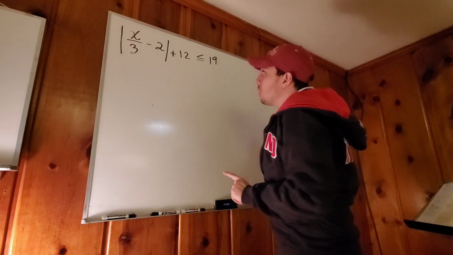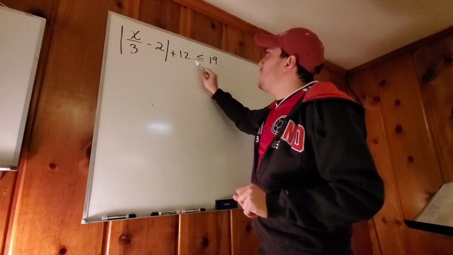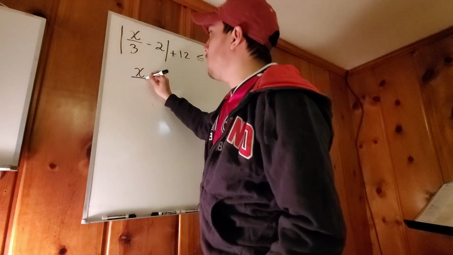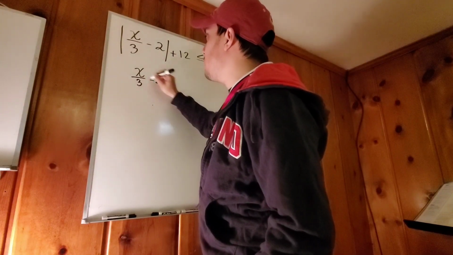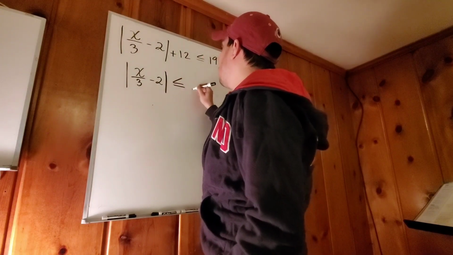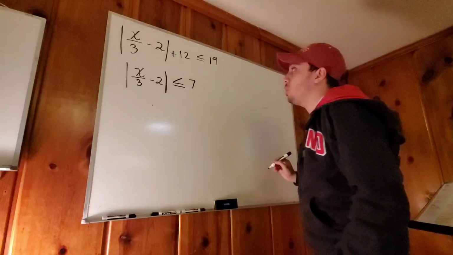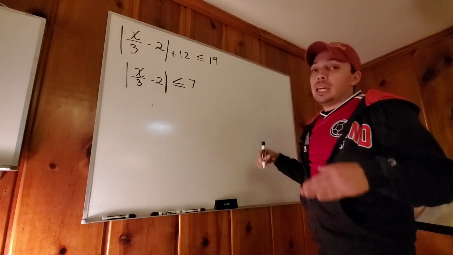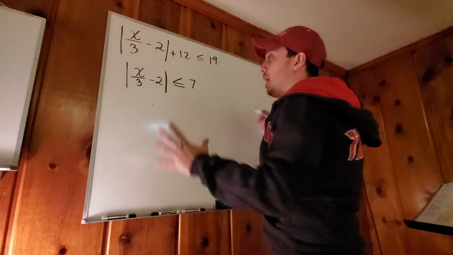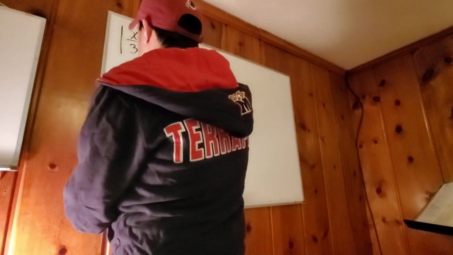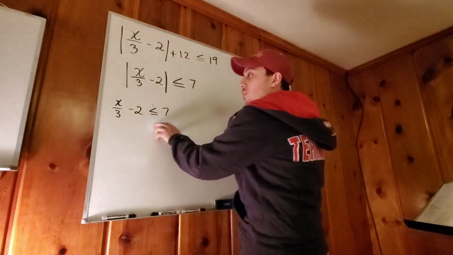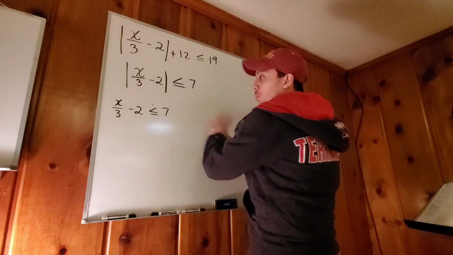So, what I'm going to do is obviously subtract 12 on both sides right here. And so I'm left with x over 3 minus 2 inside the absolute value sign. It's going to be less than or equal to 7. And that's pretty much it before we split it into the positive and the negative. So the positive is going to be x over 3 minus 2 is less than or equal to 7. Let's just do this one first, and then we'll worry about the other one.